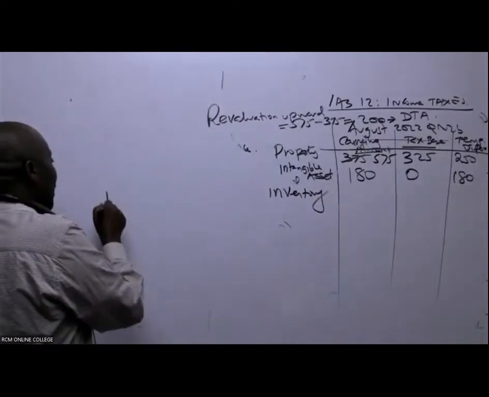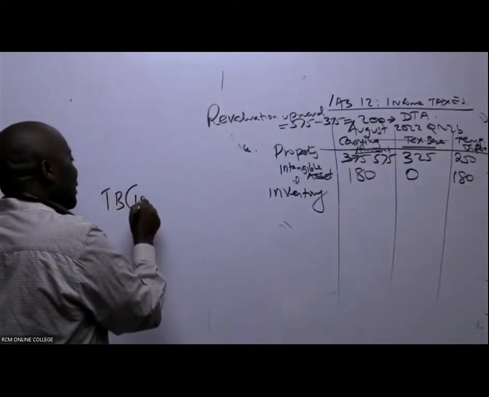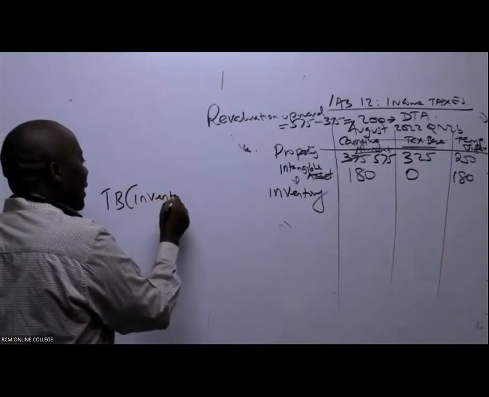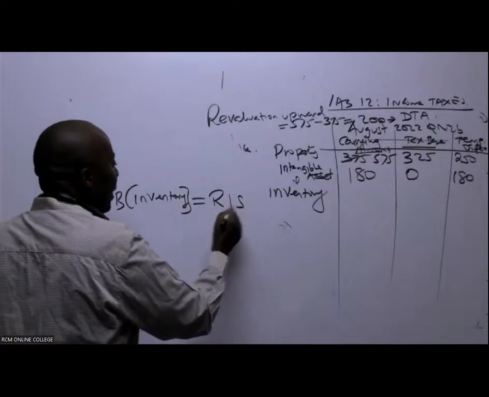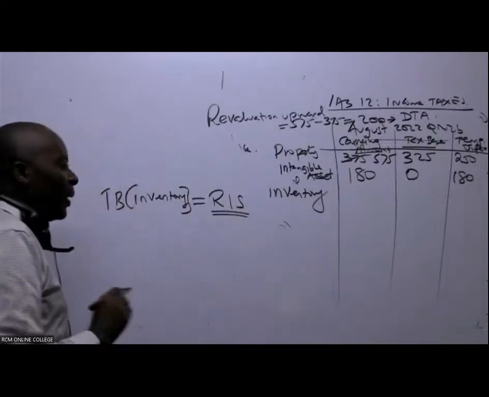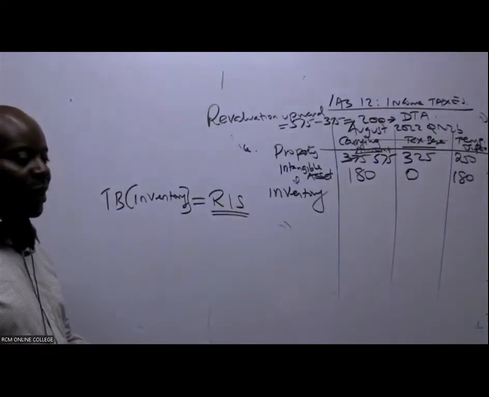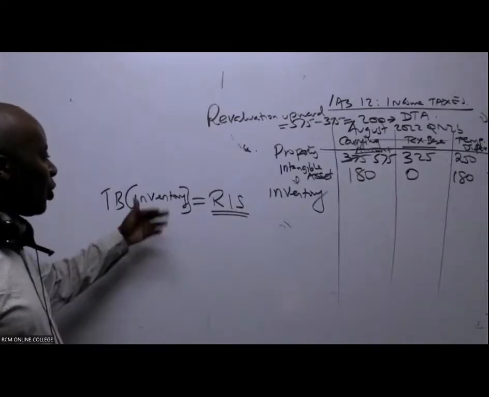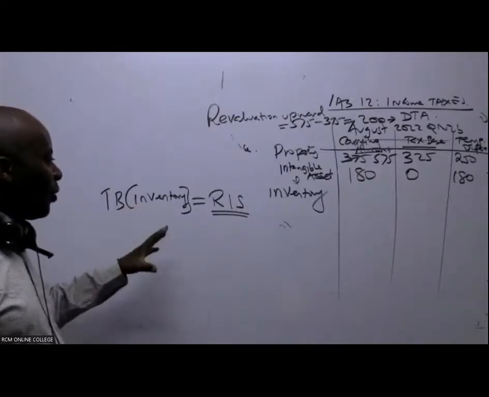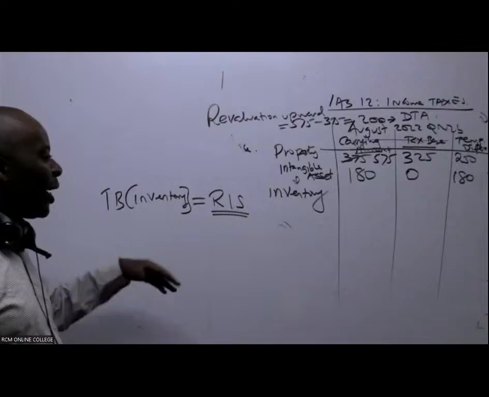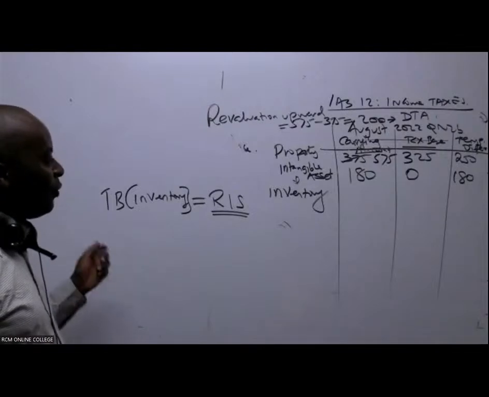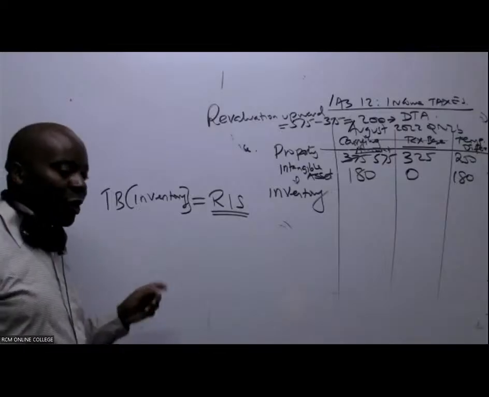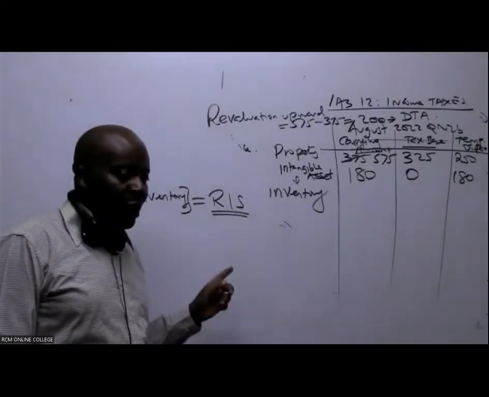Now remember, the tax base for inventory will always be equal to the remaining intra-sales. That's how I master it myself. The tax base of this inventory sold in between from a component in the group to another component. So the tax base of inventory will always be equal to the remaining intra-sales.